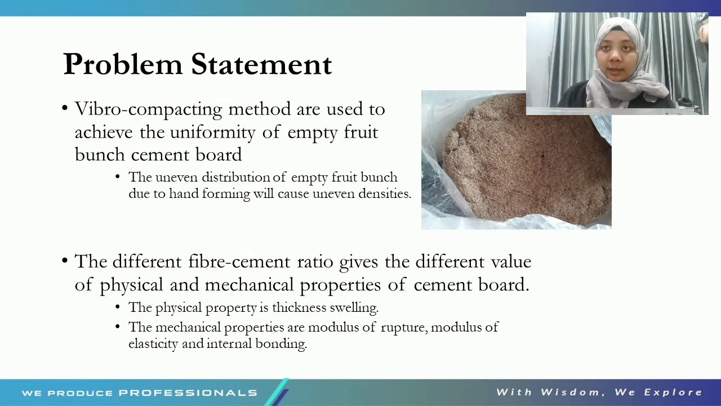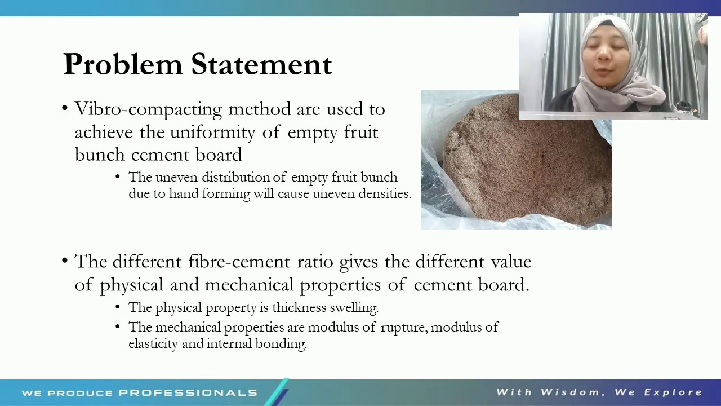Next, for the problem statement, the vibro-compacting method is used to achieve the uniformity of EFB cement board because the uneven distribution of EFB due to hand forming will cause uneven densities. Next, different fiber cement ratios give different values of physical and mechanical properties of cement board. The physical property is thickness swelling, meanwhile the mechanical properties are modulus of rupture, modulus of elasticity, and internal bonding.